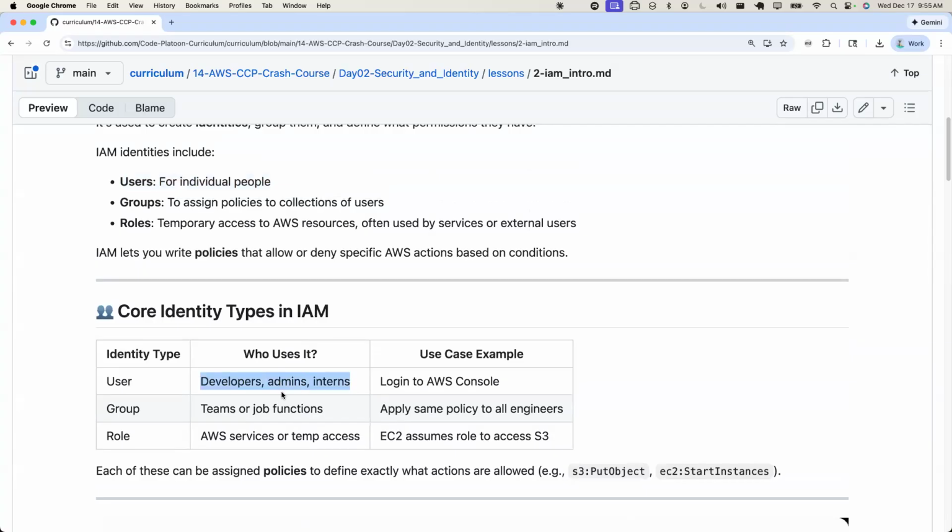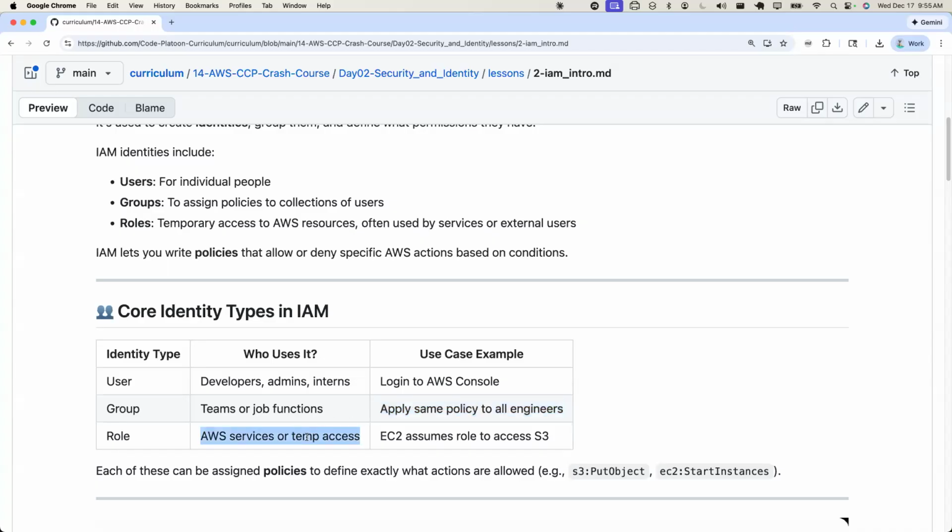Users are for people: developers, admins, interns. I want to log into the AWS console, SSH onto an EC2, add a file to an S3 bucket. I need to create an IAM user to give to that person. To manage what that person can do, I'm probably going to assign them to a group. So I can assign dev access so developers can interact with the database, but not delete the actual database instance, for example. Or I might have an administrator group.